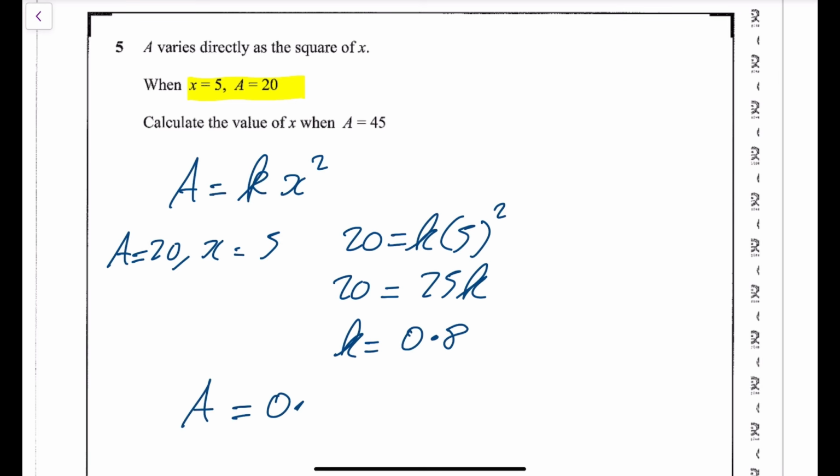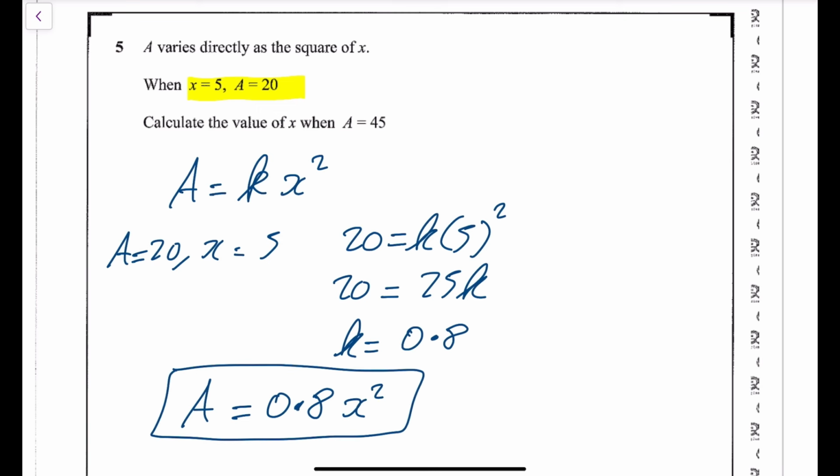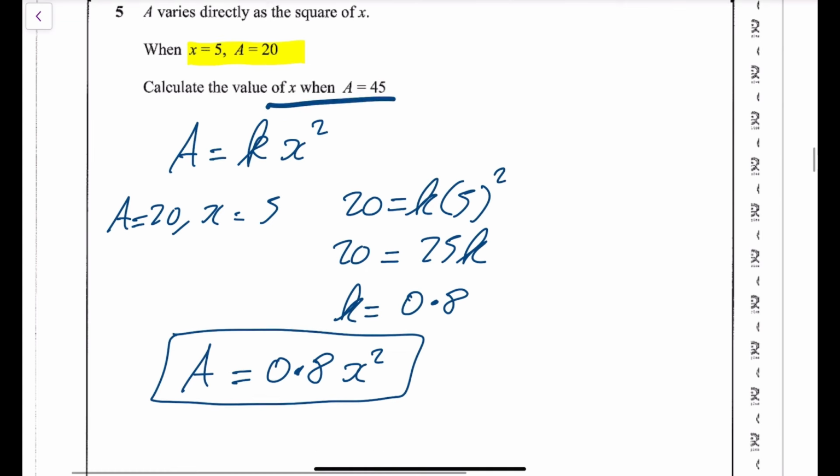Rewrite your equation, and this is the most important step. A is equal to 0.8 x squared. Put that in a box because it's so important. And then the question says, calculate the value of x when A is equal to 45.